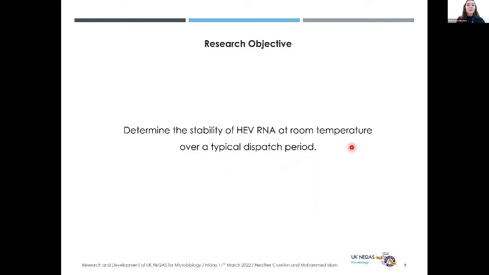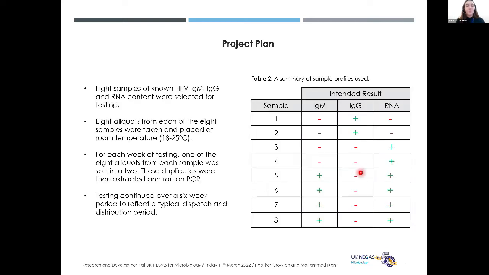So that provided me with a research objective, which is to determine the stability of hepatitis E RNA at room temperature over a typical dispatch period. So the project plan was to take 8 samples of known IgM, IgG, and RNA content, and table 2 shows you a summary of the sample profiles used. So we've got sample 1 and sample 2, which are IgG positive, so no RNA should be detected in those samples. Samples 3 and 4, which were RNA positive only samples, and samples 5 to 8, which were positive for both IgM and RNA.